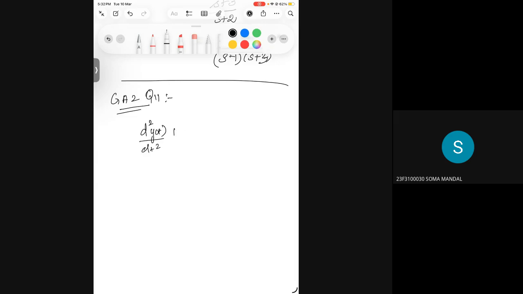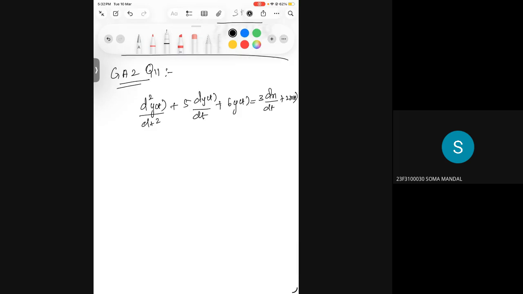d²y(t)/dt² + 5 dy(t)/dt + 6y(t) = 3 dx/dt + 2x(t). So for solving, before doing this, I want to differentiate two things. The questions in the quiz can be like this. We will give a differential equation, like this, and we will ask you to find the Laplace of this. This is one type of question.